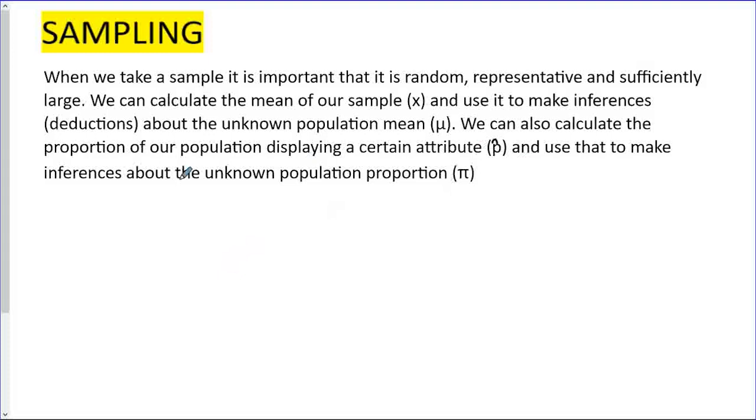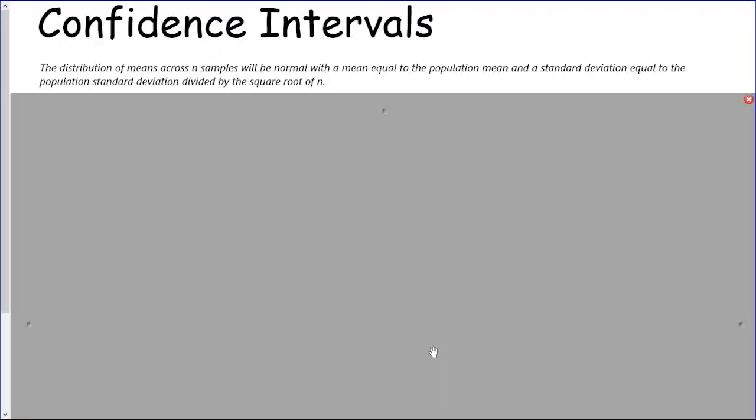We can also calculate the proportion of our sample which displays a certain attribute. And we can use that sample proportion to make inferences about the unknown population proportion. So we've got a sample mean and a population mean, a sample proportion, which is a P with a little hat on, and the population proportion, pi. Let's look at an example.